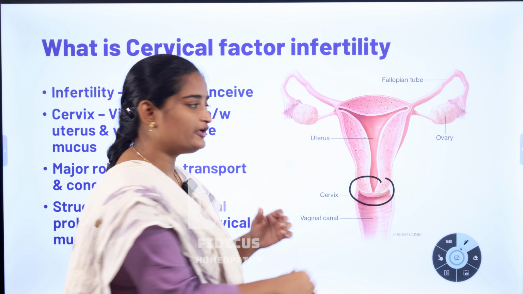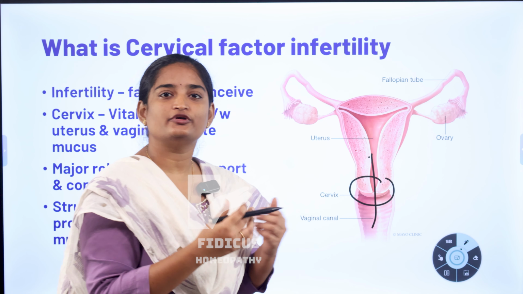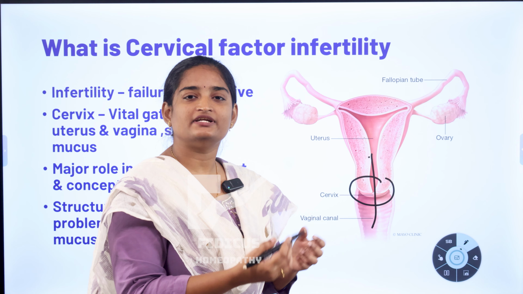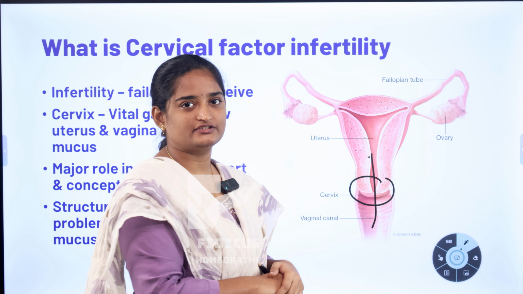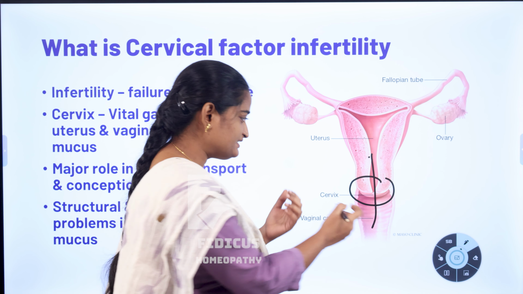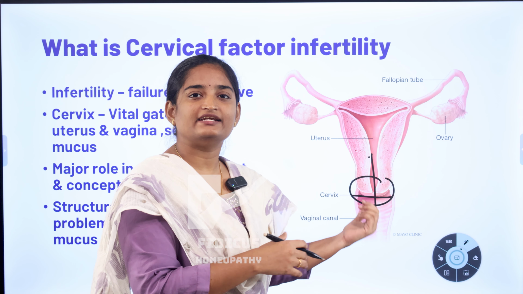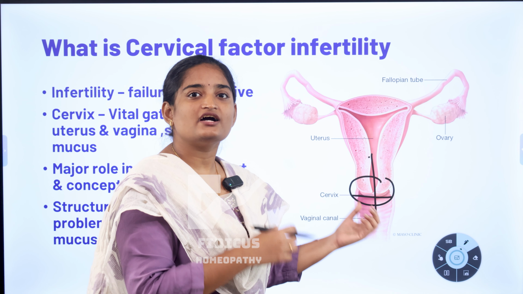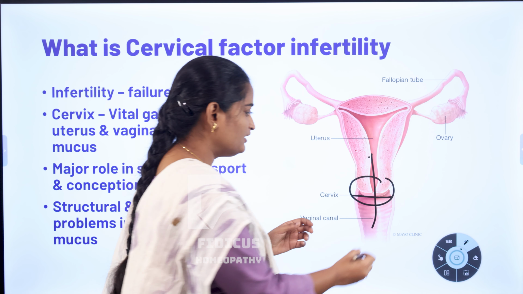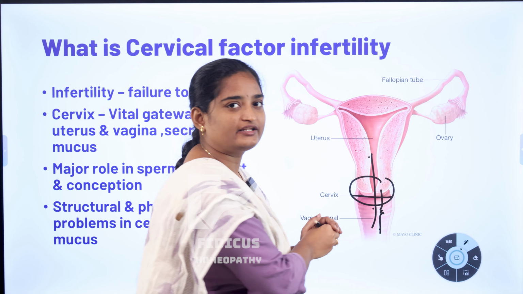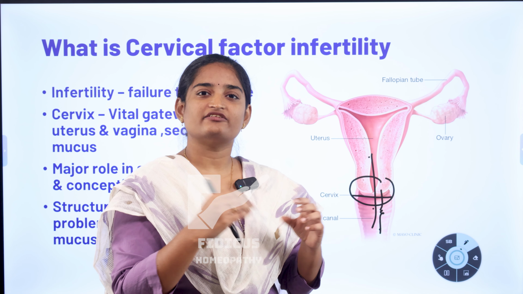Usually, this is the cervix. This is the vital gateway between the uterus and the vagina. It not only connects these two parts, it can also secrete mucus, like cervical mucus. This mucus helps in the transport of sperms from the vagina to the uterine cavity and helps in the fertilization process. When there are structural abnormalities in the cervix, due to infections, inflammations or developmental defects, it can result in improper functioning of the cervix or improper production of cervical mucus. So it causes infertility, as it prevents the sperm from reaching the uterine cavity. Due to this, fertilization may not be possible and pregnancy is not possible. We call it cervical factor infertility.